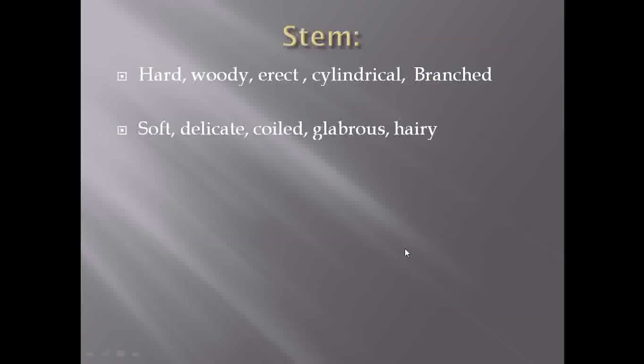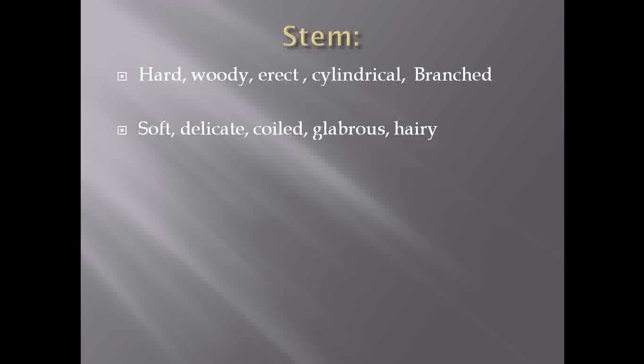Then the next character which comes under the vegetative character is the stem. As we know, according to the habit, our plant species are either herb, shrub, tree or climbers. But whenever we are going to describe the stem which is observed in shrub, tree or liana members, then we have to describe the stem as hard, woody, erect, cylindrical and branched.